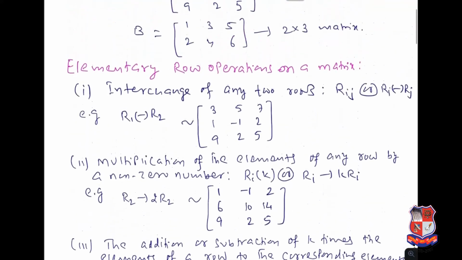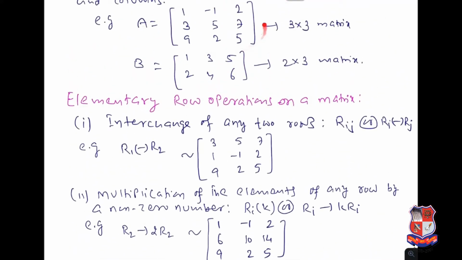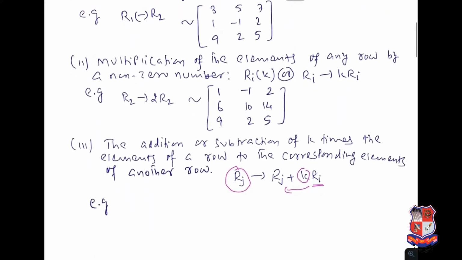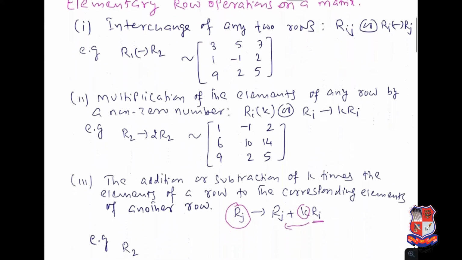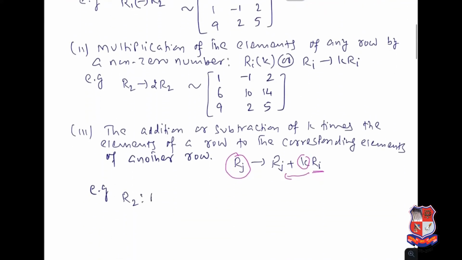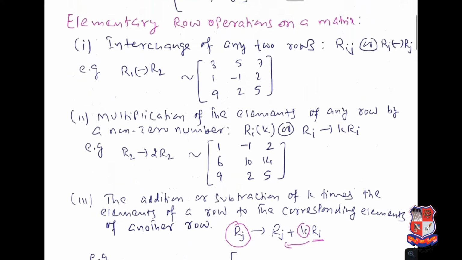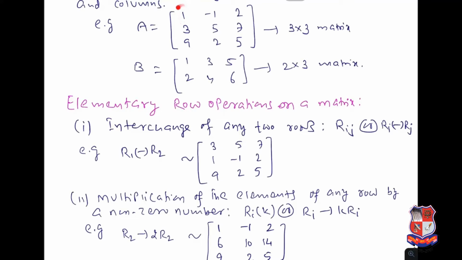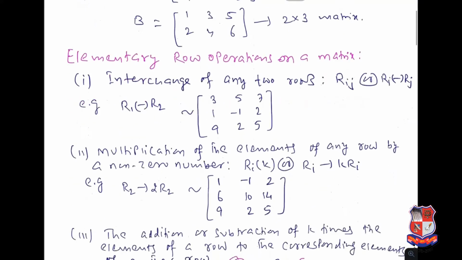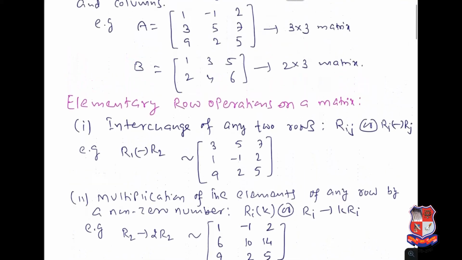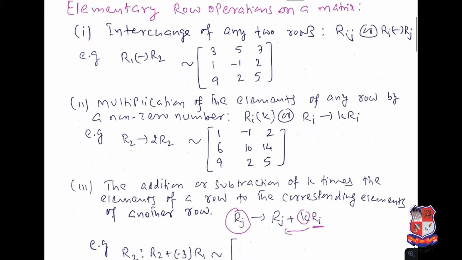Say our A is this one. Let us apply the operation R2 plus minus 3 times R1. That means multiply every element of R1 by minus 3 and add to R2. So now here minus 3 plus 3. So the change is in R2 only. So there is no change in R1. So it is 1 minus 1 2.